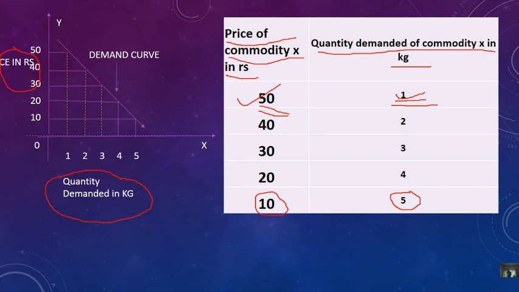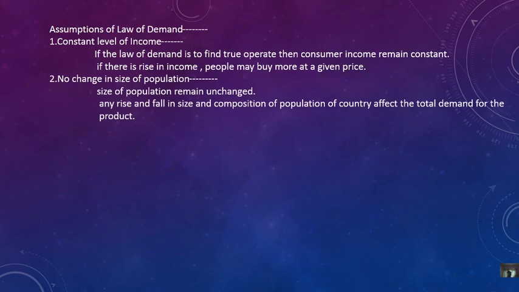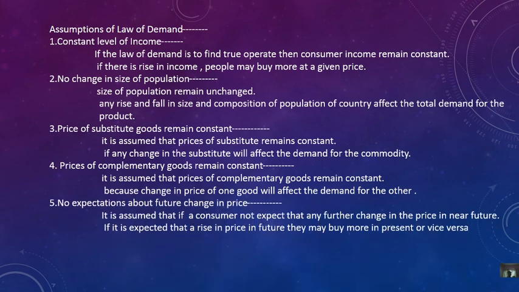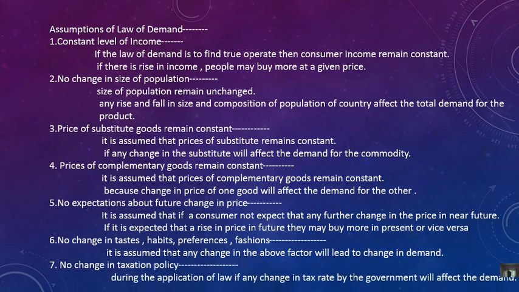That's why it is assumed that income remains constant, no change in size of population, price of substitute goods remains constant, price of complementary goods remains constant, no expectation about future change in price, no change in taste, habit and preferences, no change in taxation policy. So all these things are assumed. Maybe these things really happen or not, it is difficult to say, but for the practical application to prove the statement of the law of demand is true, it is assumed that all these things remain constant, or there is no change in all these things.